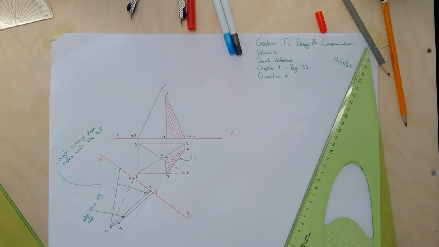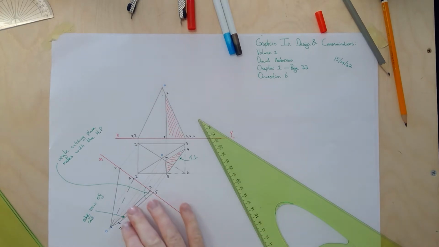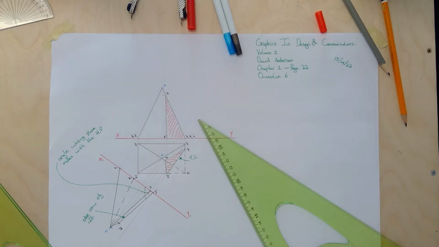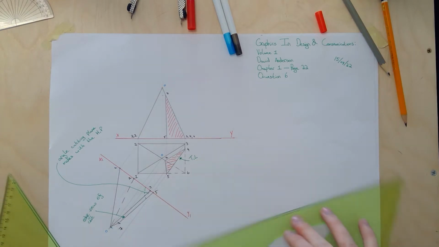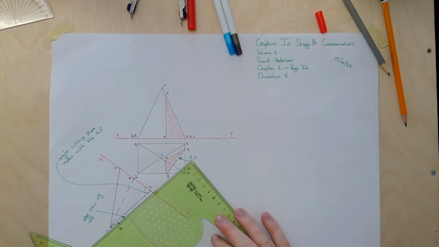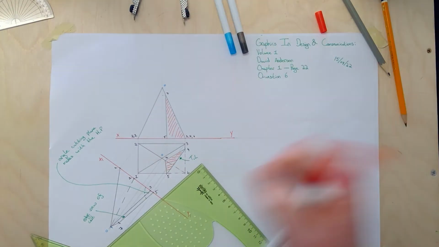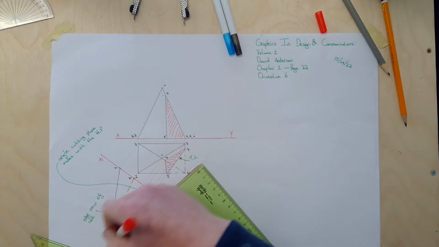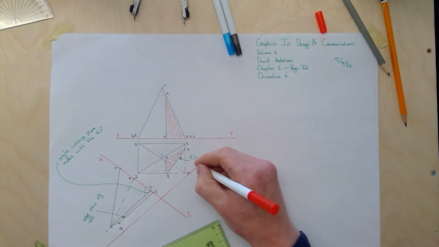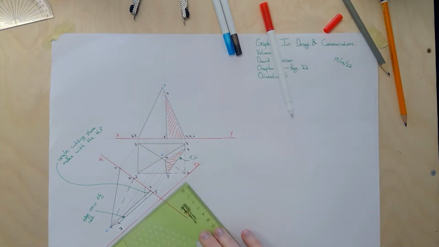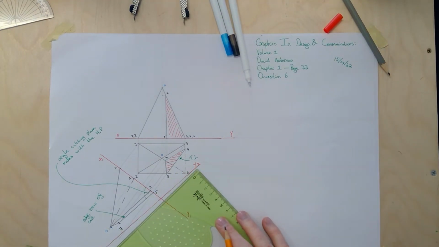The next part of the question wants a second auxiliary plan showing the true shape of the cut surface. If we want a true shape of a plan, we're going to have to set up an XY line parallel to the cutting edge. So 5 and 7 is the cutting edge. So I'm going to set up an XY line parallel to that. I'm going to set it up right here. So it's x2, y2. And I'm going to bring down my corresponding points.